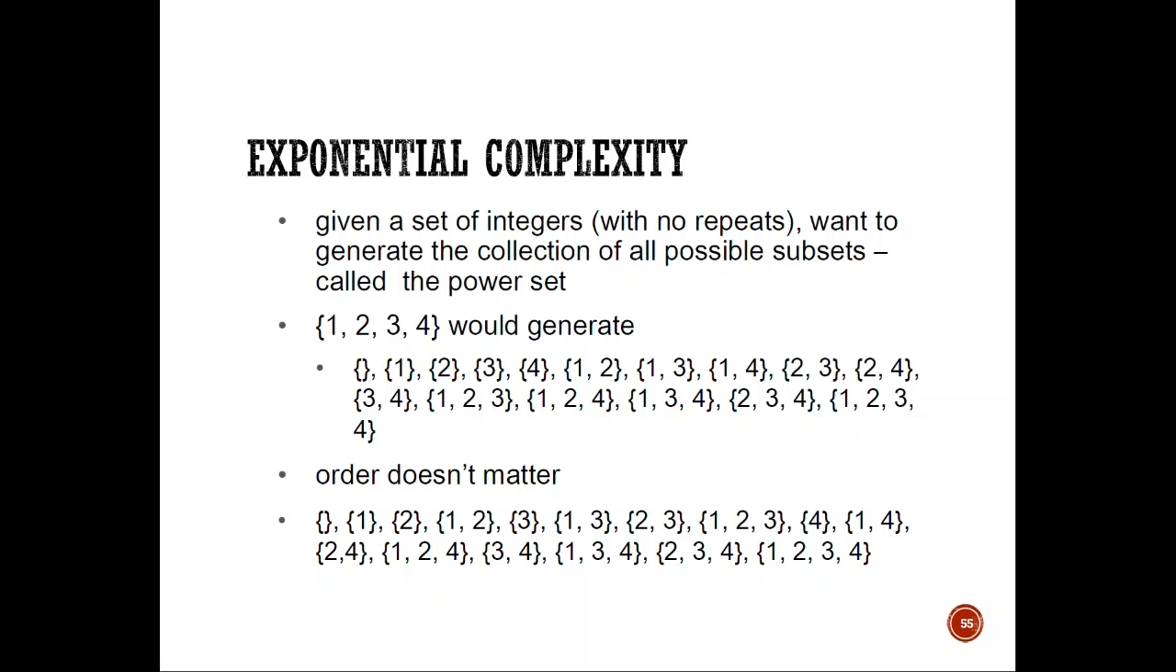For example, if we are given a set of integers with no repeats and we want to generate the collection of all possible subsets, this is called the power set. So for example, if we have the set of integers 1, 2, 3, 4, this would generate these sets. If the order does not matter, we can generate even more sets.